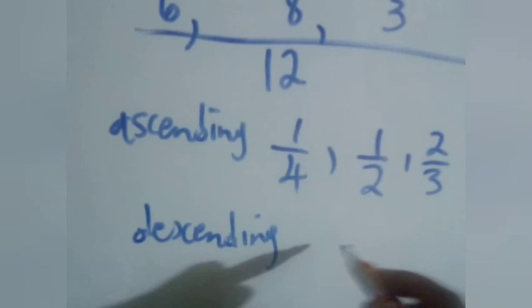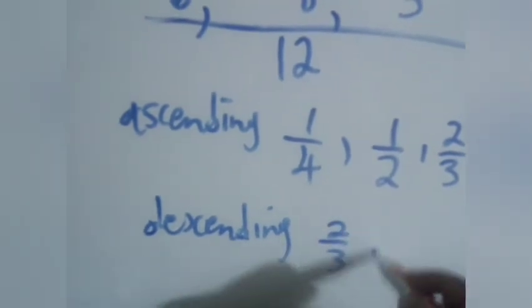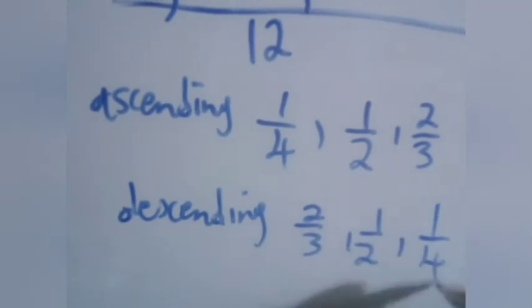What if it was descending? Descending will be from the largest to the smallest. So it would be 2/3, a half, and then a quarter.